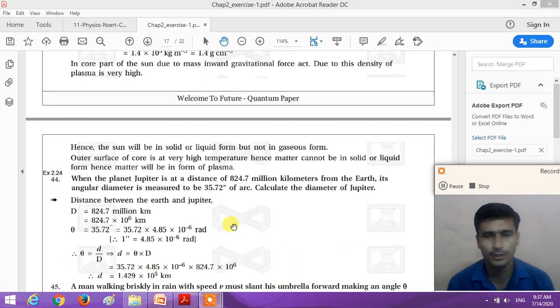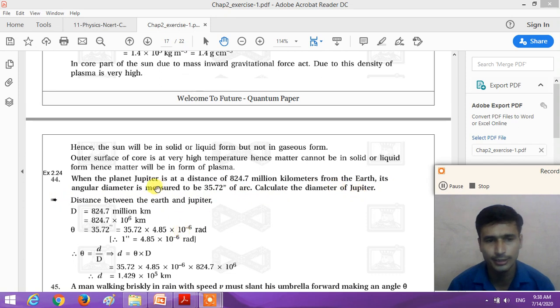Now dear student, another important example of the exercise is exercise question number 2.24. So let us discuss the answer of this question. When the planet Jupiter is at a distance of 824.7 million kilometer from the Earth, so the distance of Jupiter from the Earth is given to you as 824.7 million kilometer. Its angular diameter is measured as 35.72 seconds of arc. Calculate the diameter of Jupiter.